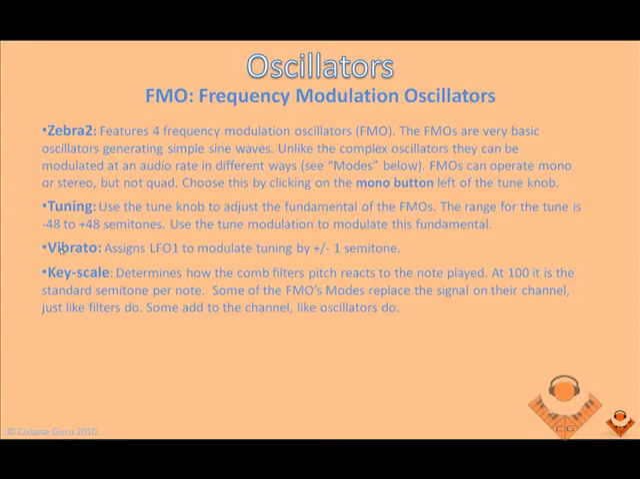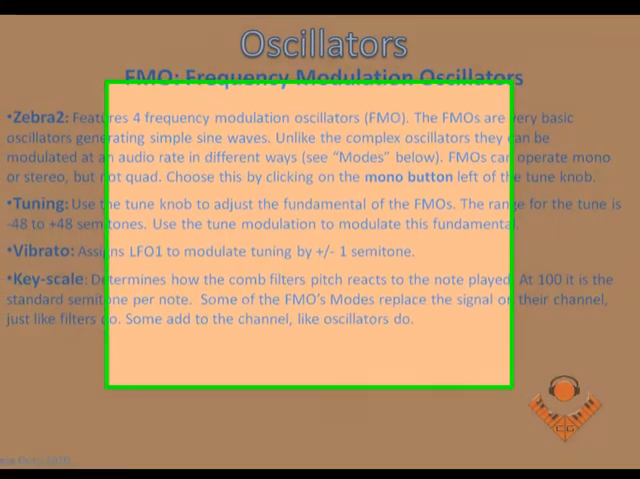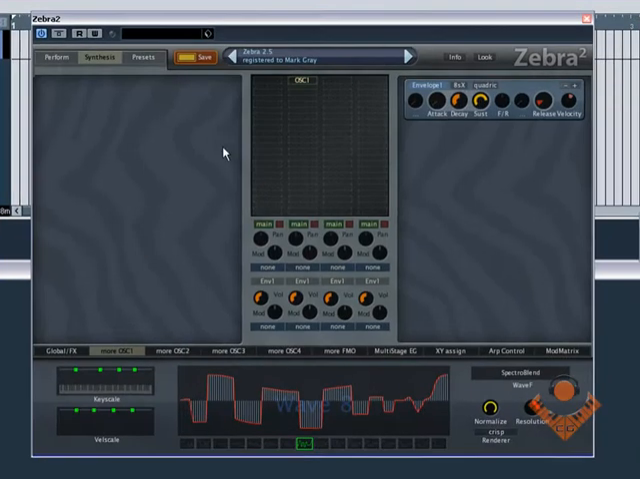Again, the tuning's the same as the other oscillators, plus or minus 48 semitones. And you can use the tune modulation to modulate that. Again, same as the other oscillators. Vibrato, again, controlled by LFO1, it's plus or minus 1 semitone, same as the normal oscillators, and the key scale is exactly the same again. Right, let's have a look at it.